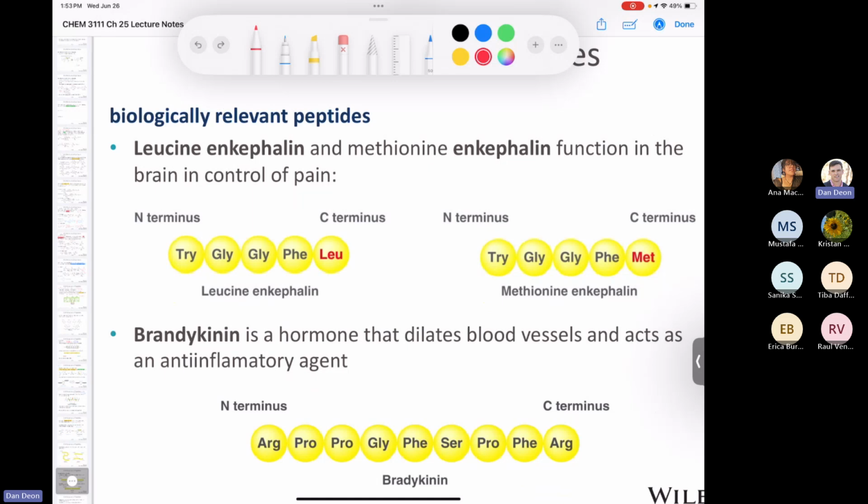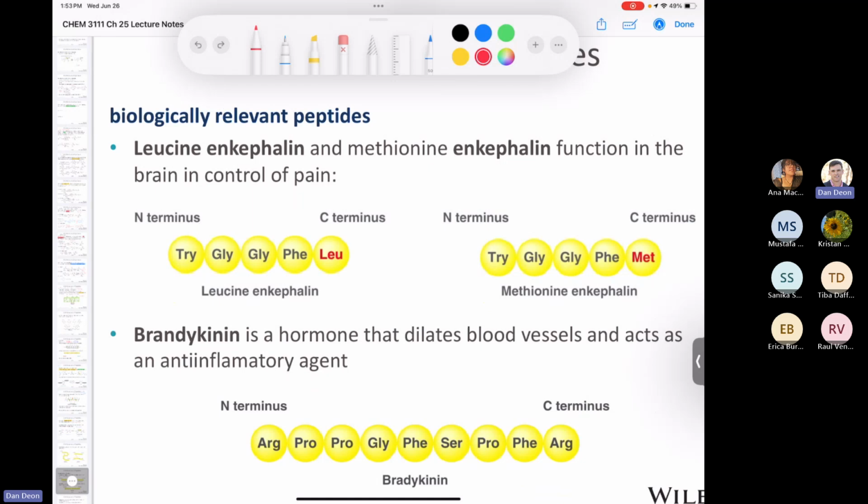The one on the left is leucine enkephalin, and the other one here is methionine enkephalin. If you look at the first four residues, starting on the N terminus, you have tyrosine, glycine, glycine, phenylalanine, and you have the same four here. The only difference between them is the two amino acids at their C terminus.